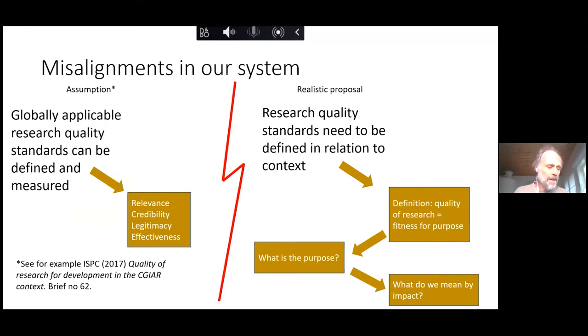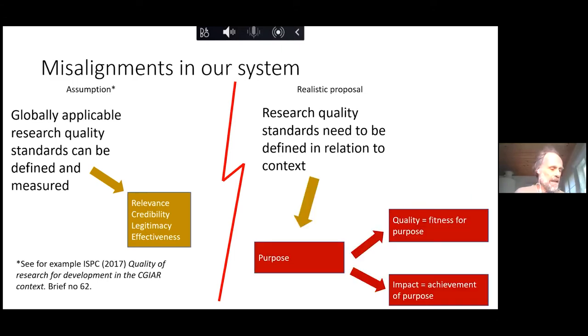I think we can define research quality as fitness for purpose. It's probably quite hard to argue with that, but that just shifts the problem to being clear about the purpose. But it's being clear about purpose that provides the connection with impact. The proposal here is simply to look more carefully at the purpose of any component of what we do and use that to determine the relevant definitions and perhaps indicators of impact and quality.